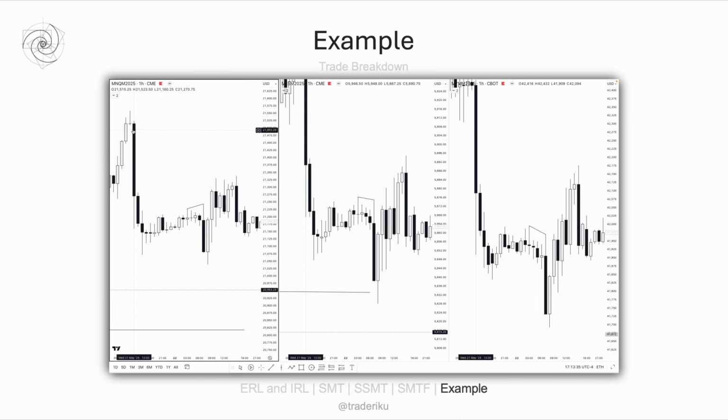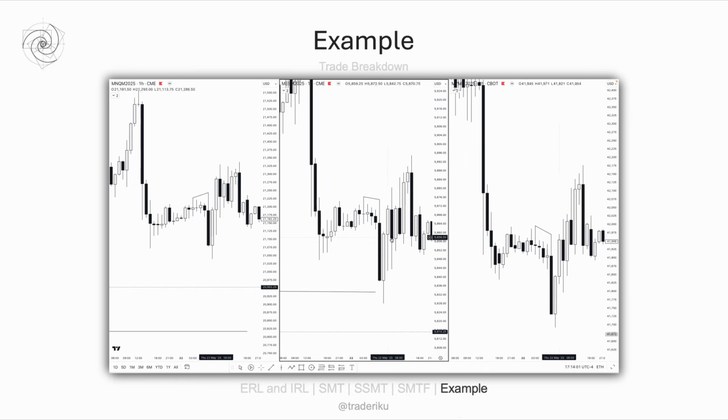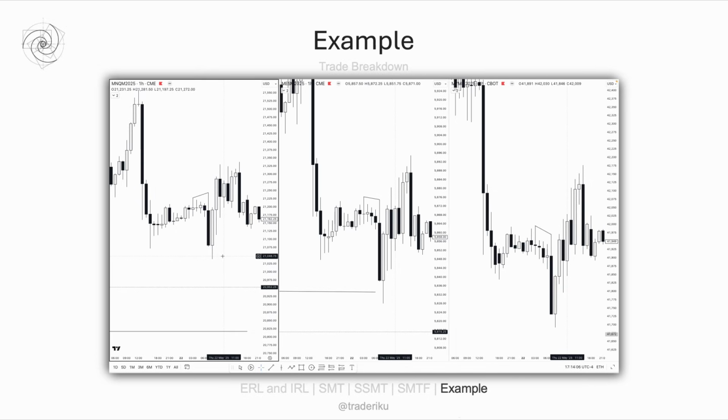After the expansion in the PM session, we saw Asia and London consolidate, and we could have then expected an expansion in New York AM. Here we have this daily cycle sequential SMT, so I should be using the 15-minute time frame for it, but you can still see it. You can see price took the ERL on NQ and failed to take the ERL on ES and YM, but we still saw that reversal happen, and this is that SMT that we mentioned before.